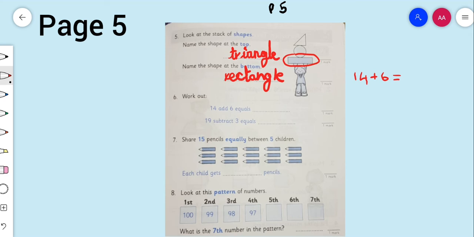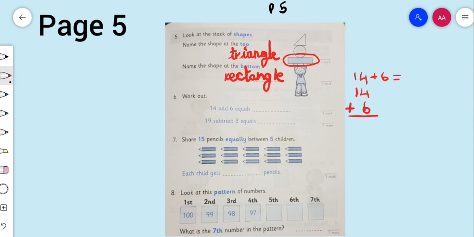So let's do column addition. So the bigger number goes up like this. 14 is the bigger number, so it'll go up. And 6 is the smaller number, so it'll go down. So now let's plus it. If we're plussing it, we need a plus sign here. So now let's do 6 plus 4. 6 plus 4 is 10.